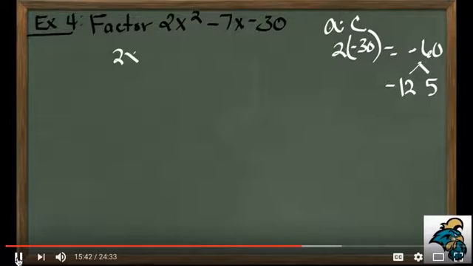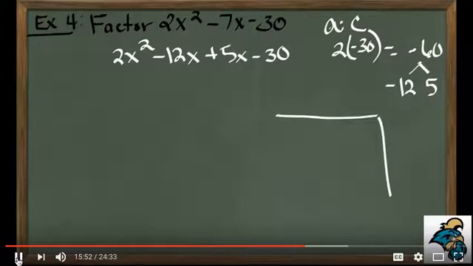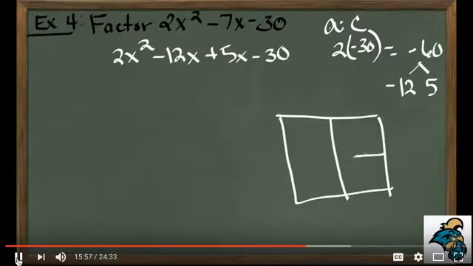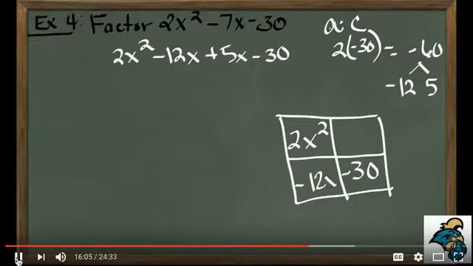So I can rewrite this trinomial as 2x squared minus 12x plus 5x minus 30. Now, once I have it in 4 pieces, I can set up my grid. Remember, my x squared term goes up here, my constant goes down here, and then my middle terms, negative 12x and 5x, go right here.